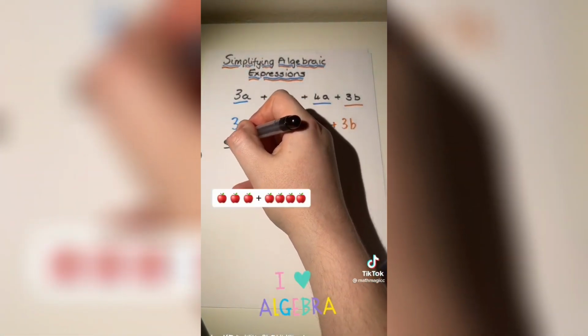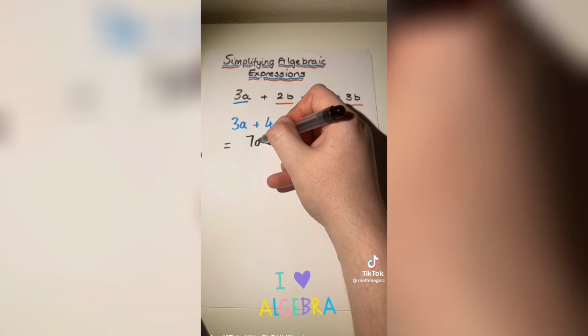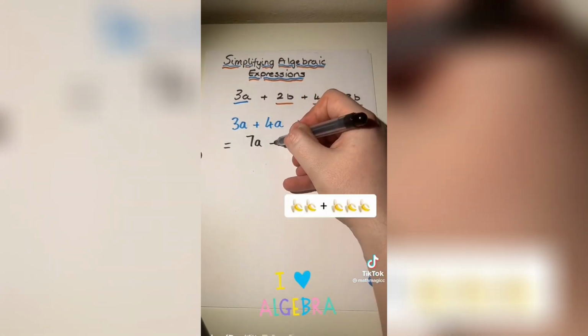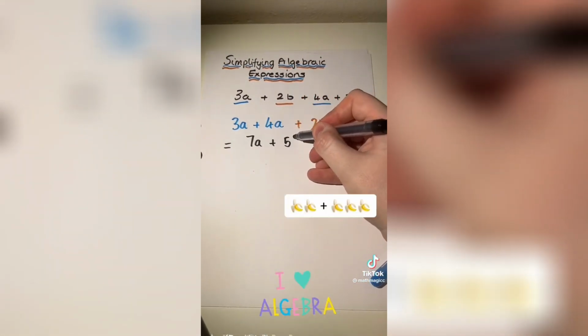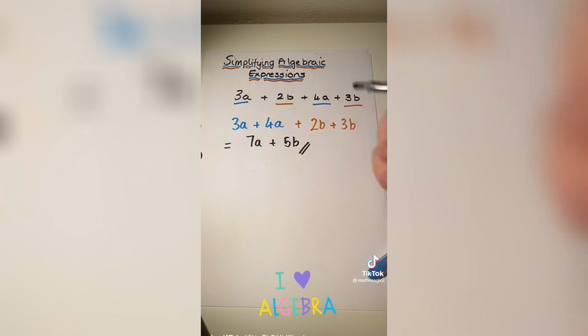Imagine adding 3 apples and 4 apples. This would get us 7 apples. Then imagine adding 2 bananas and 3 bananas. This would get us 5 bananas.